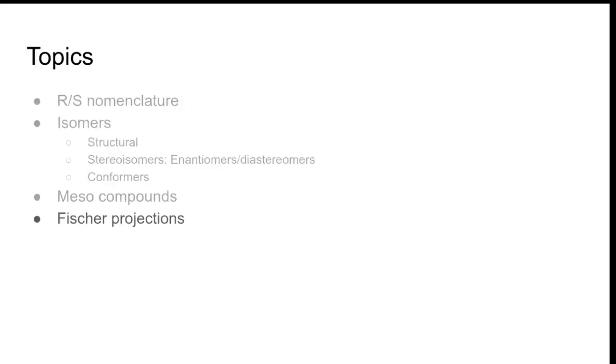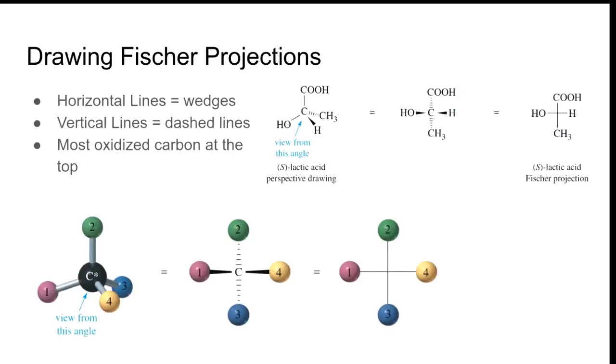And the last thing we're going to talk about are Fischer projections, which are a really good way, especially with biological molecules, of showing stereochemistry. If you look at this here, we're essentially folding the backbone. So everything's pointing back, which means that our substituents are pointing towards us, right? So all the vertical lines are dashes, whereas all the horizontal lines are wedges.